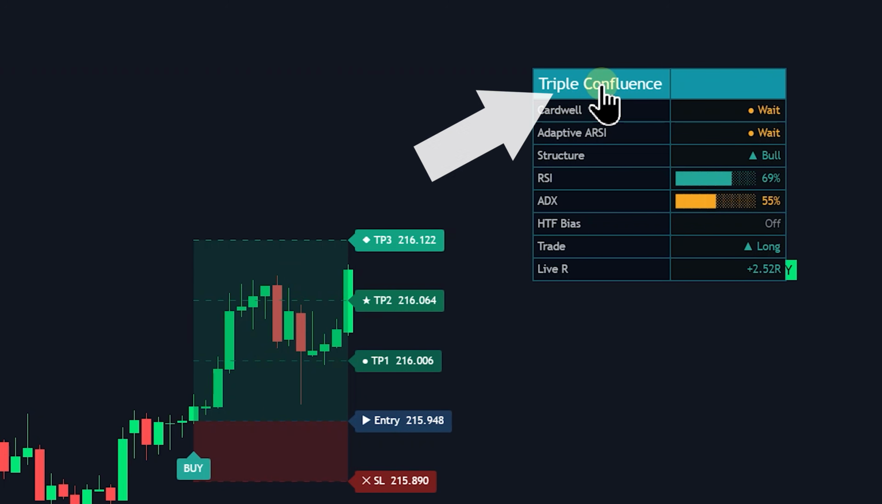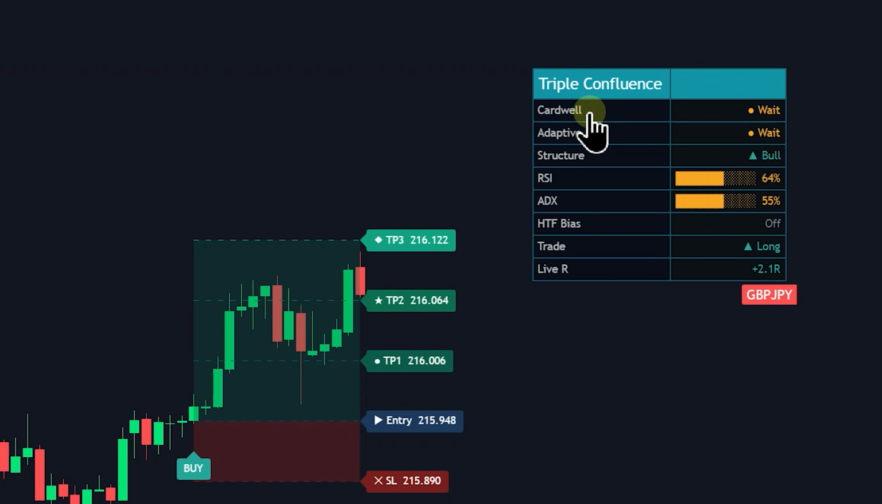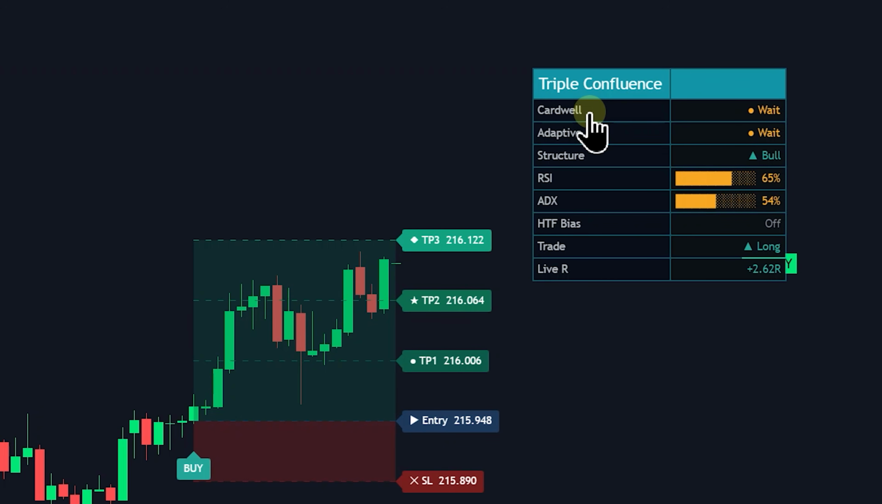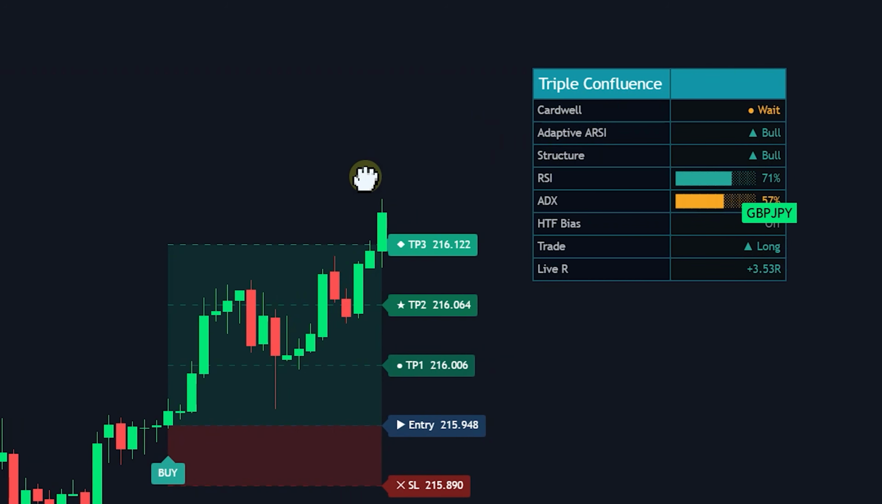This small table contains the three confirmations that make this indicator unique. The first section represents the momentum module. Internally, this uses moving averages applied directly to the RSI rather than directly to price. So instead of asking whether price itself is moving higher or lower, it's asking whether momentum is strengthening or weakening.